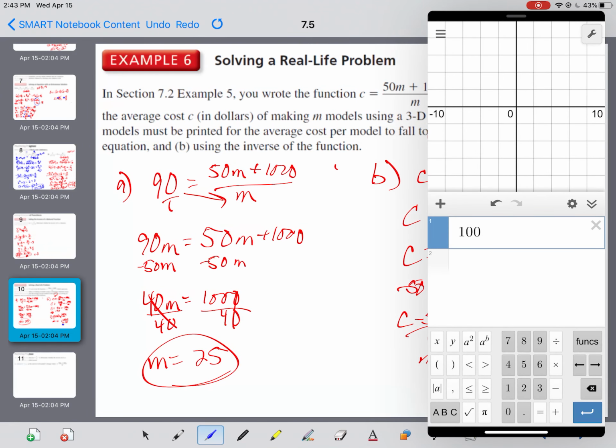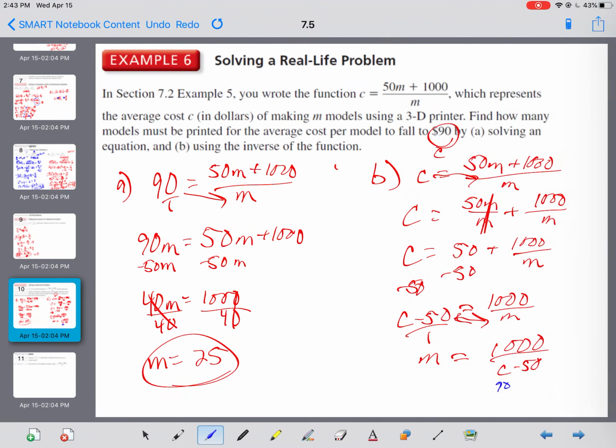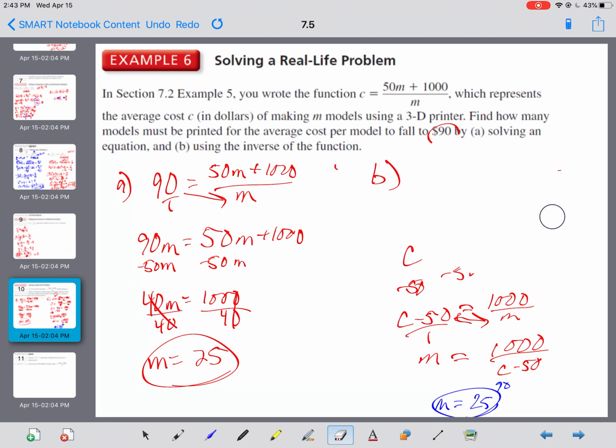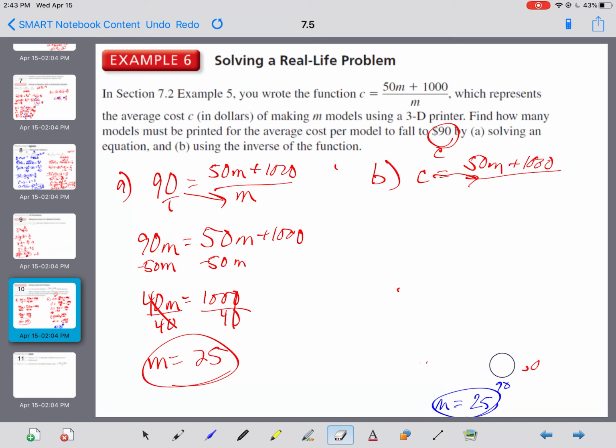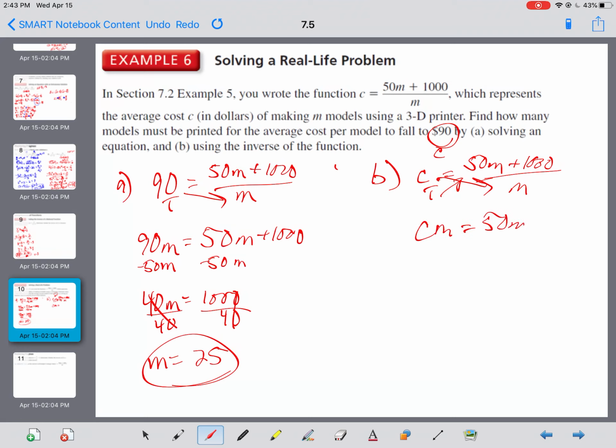Okay. So then we can say, plug in 90. So 1,000 divided by 90 minus 50. Still 25. Look at that. Okay. Still get the same answer. M equals 25. Okay. Let's look at another way to, actually I don't want to undo that. I want to just do this part right here. So I'm going to work it one other way.